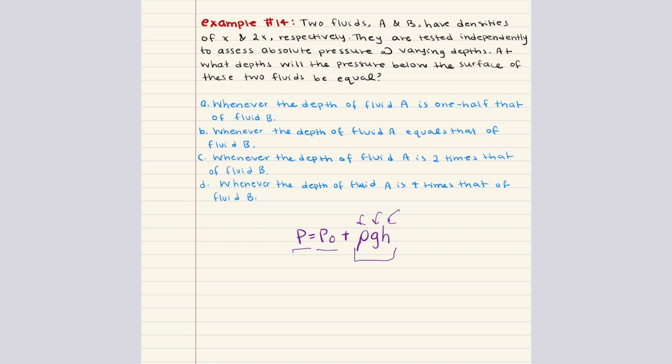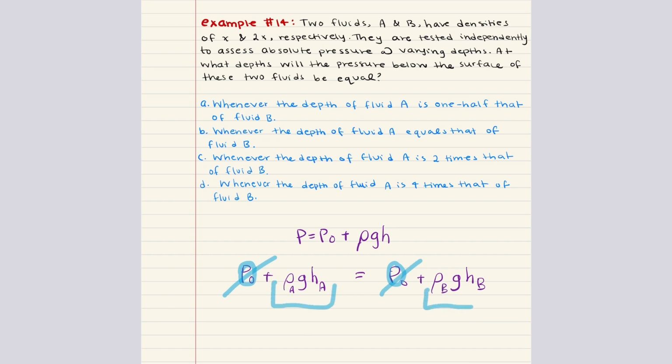So we can set this up for fluid A and we can set it equal to that of fluid B, because the problem is asking us at what depth will the pressure below the surface of these two fluids be equal. Now what we see is that this atmospheric pressure term appears on both sides. So if we subtract it from both sides, it goes away. Then we're just left with these two terms. And what we notice here is that the acceleration due to gravity also appears on both sides.